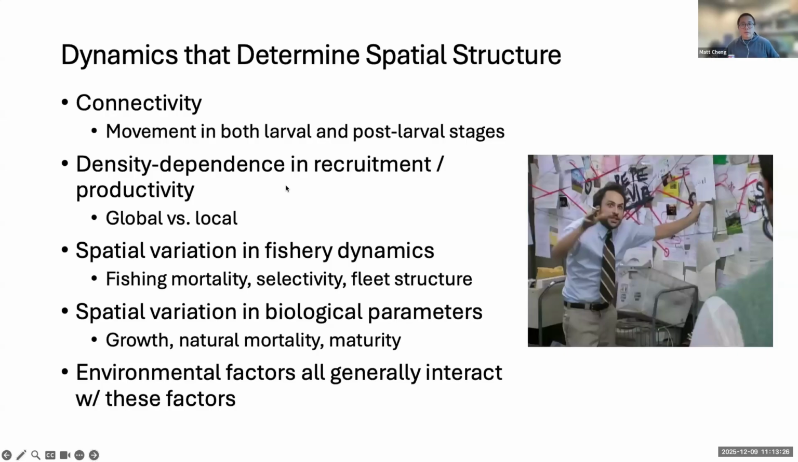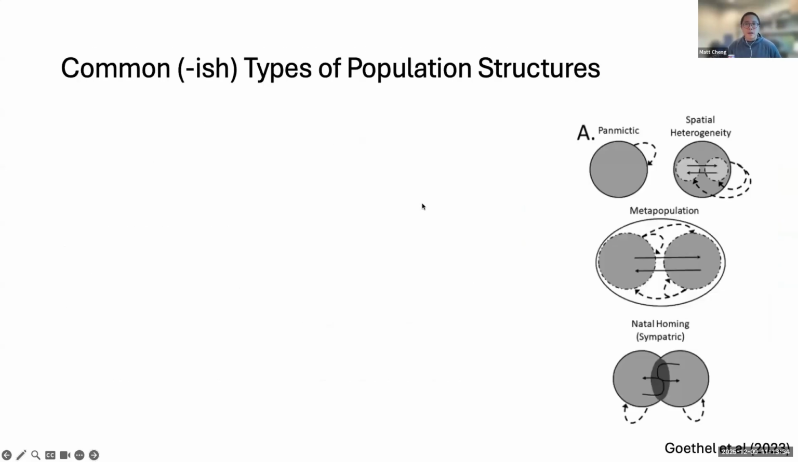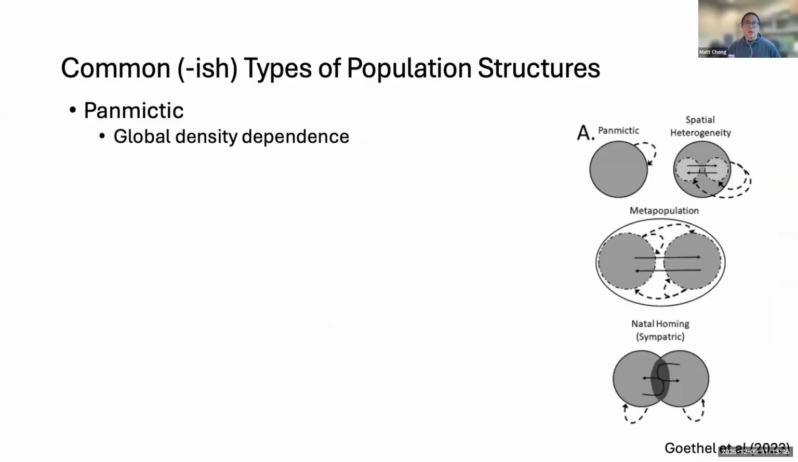Environmental factors then interact with all of these aforementioned factors. So there's a couple of common types of population structures that we typically encounter, right? In the simplest form, we have what we call a panmictic population structure, where generally there is global density dependence, and the individuals are genetically homogeneous.